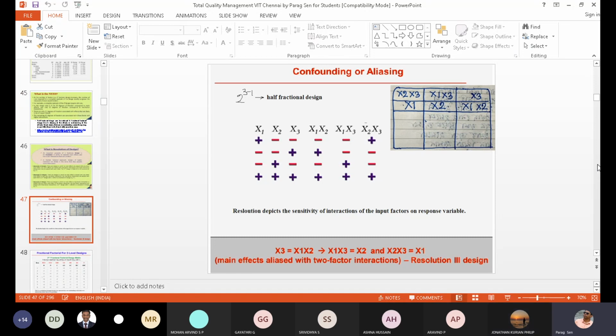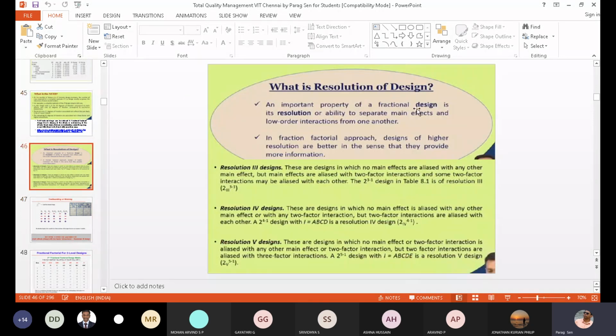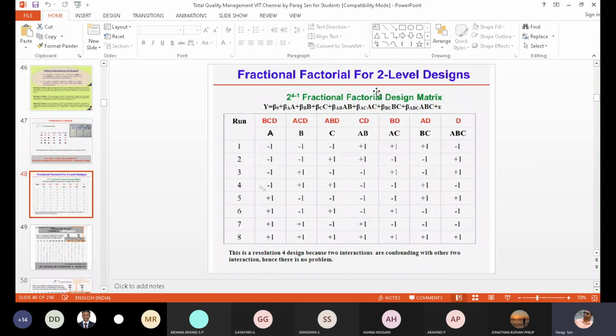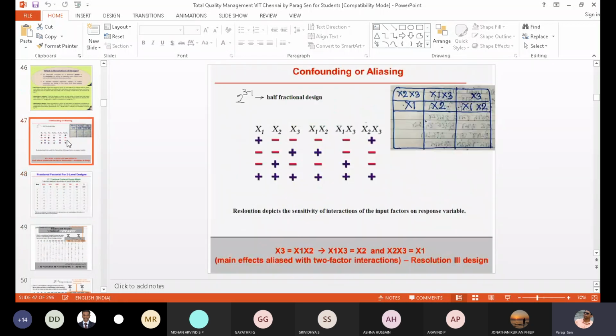We will discuss this in more detail in the class on Friday, about the resolution or the confounding effect of the design. Then it will be absolutely clear to you what the confounding effect or aliasing effect is. At present, it is difficult for you to understand this slide. You will get nothing about it. But when in the next class I discuss this matrix and this matrix, everything will be clear.